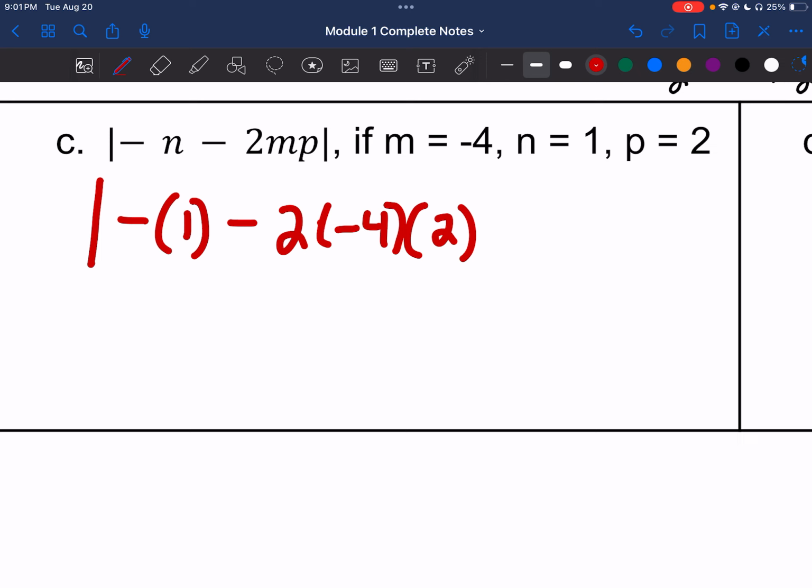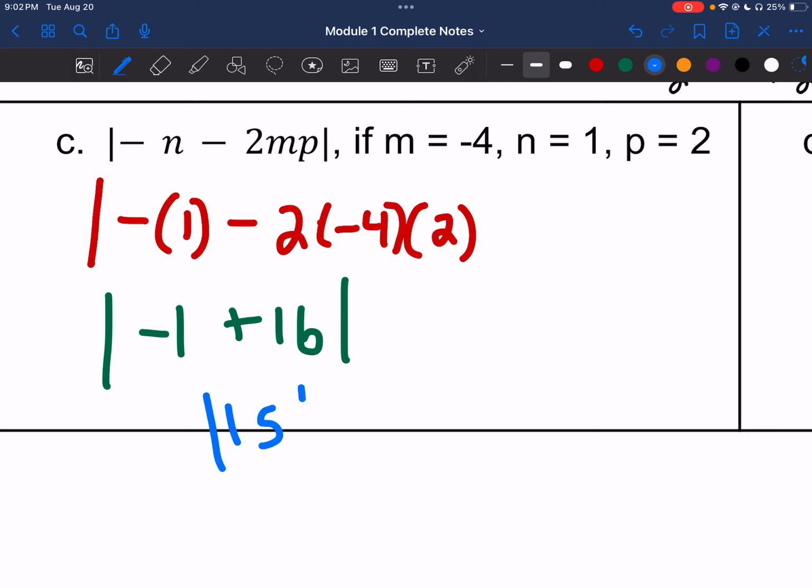So in our first simplification, we have negative 1, and then we've got negative 2 times negative 4 times 2. So negative 2 times negative 4 is positive 8. Positive 8 times 2 is 16. So we have plus 16. And now we combine like terms. Negative 1 plus 16 is 15. We still have our absolute value bars, and so our answer is 15.